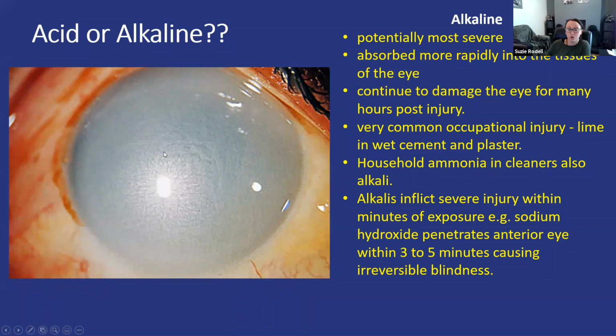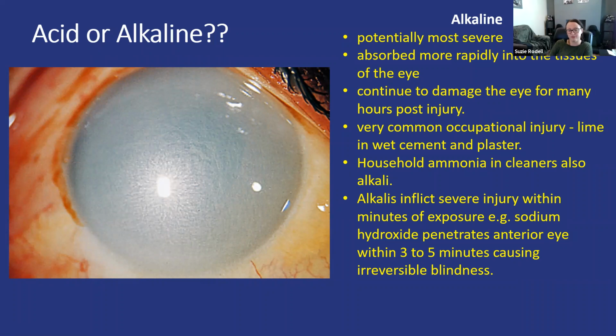It doesn't look like a cornea, and that's because it's had an alkaline injury which has eaten away down to the stromal layer, and that's why you've got this stromal haze. This is not a good prognosis for this patient. Alkaline injuries can continue to damage the eye for hours post-injury, which is why it's important not to leave them sitting in the waiting room for 3 to 4 hours.